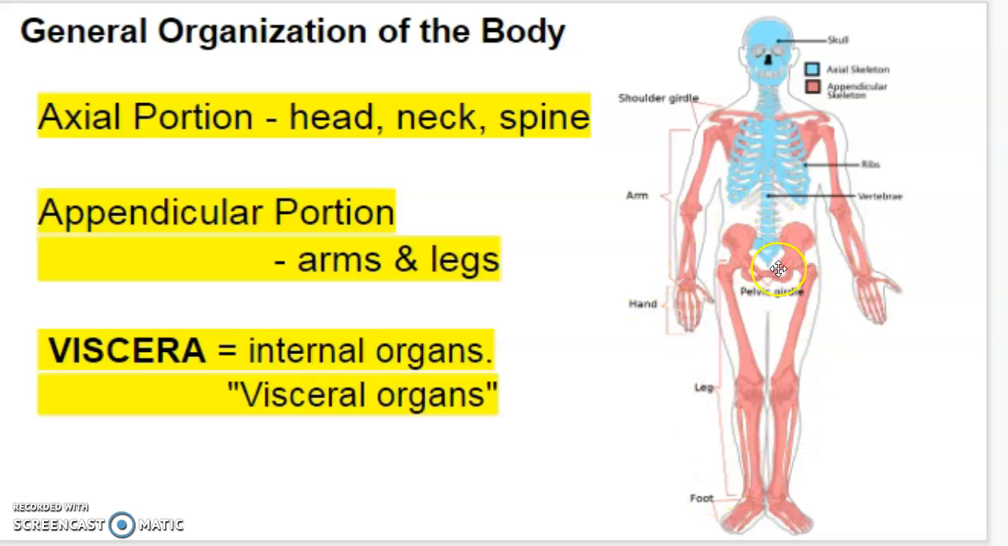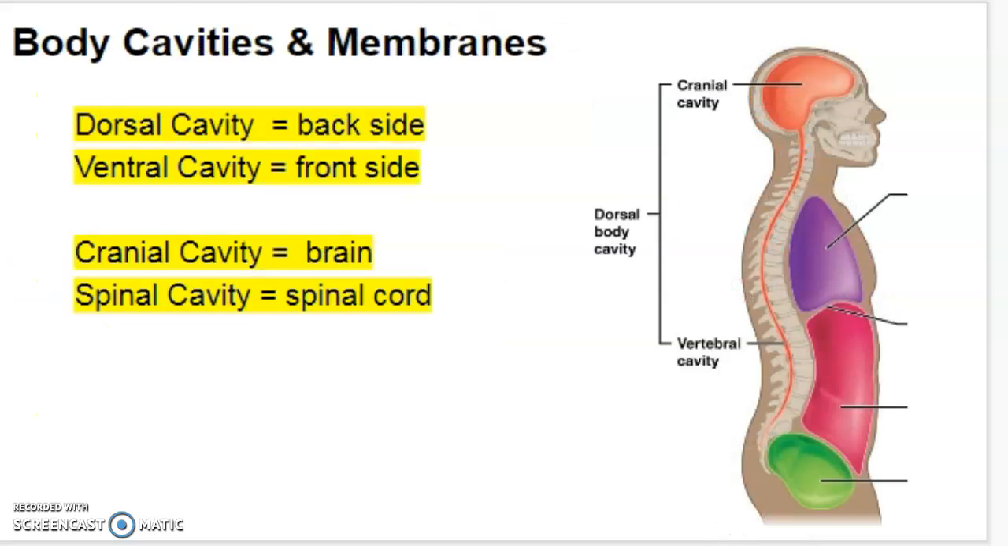Now inside your abdominal cavity, you have what are called viscera. These are your internal organs. Your internal organs are located in cavities. You have a dorsal cavity, which is the back side. This is going to include your cranial cavity, which houses your brain, and your vertebral cavity, which houses your spinal cord. And then you'll have your ventral cavity, which is going to be your front.